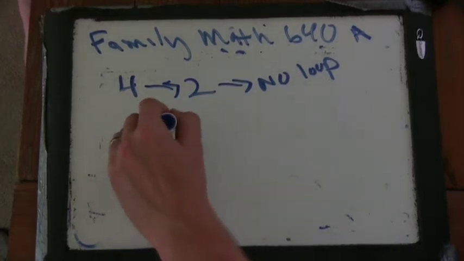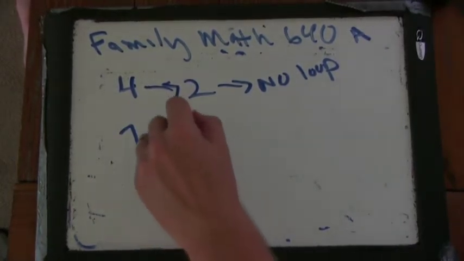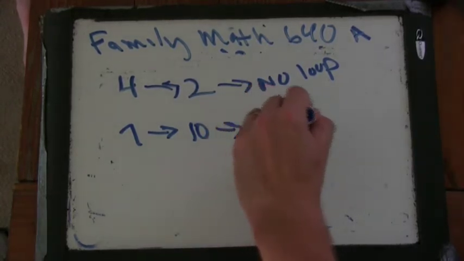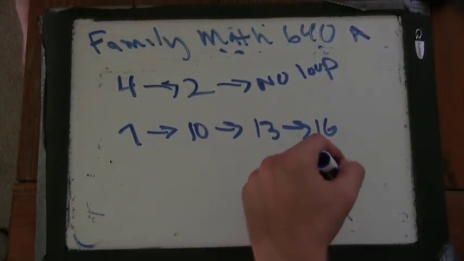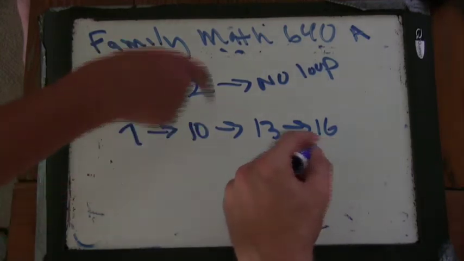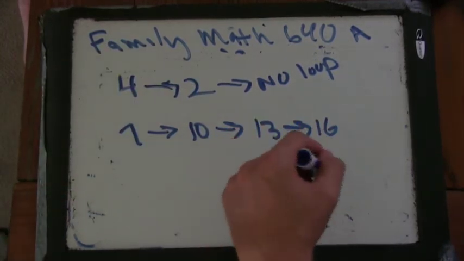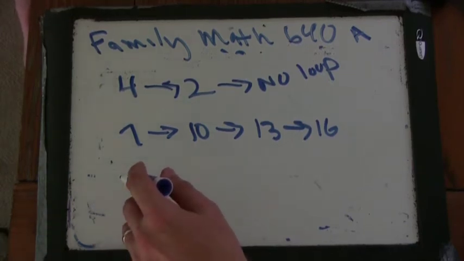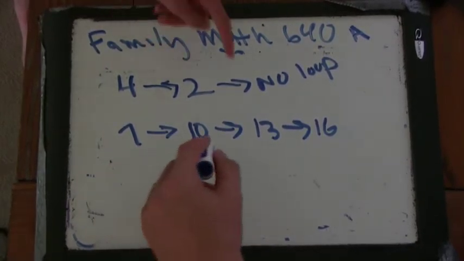7 goes to 10. Which goes to 13, then 16. That goes back to 4, and then to 2. Yeah, and that has no loop. Okay, so we try 10? Well no, that would go back.